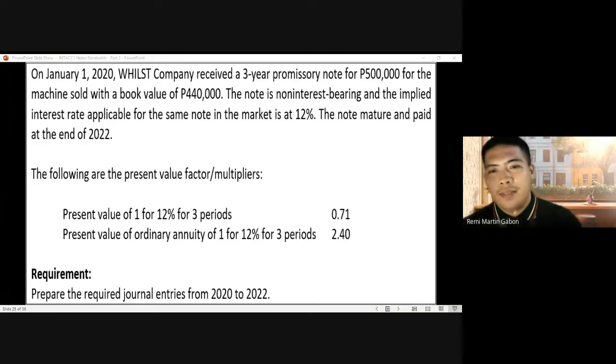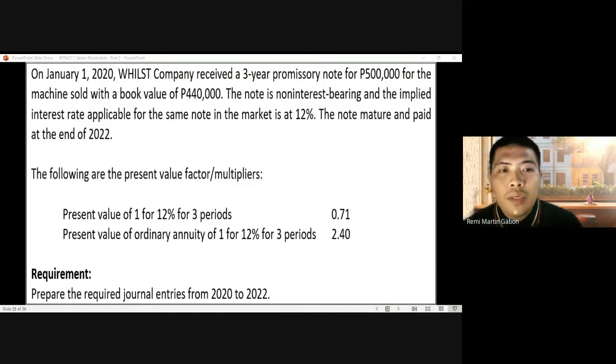Okay. So that is our present value of 1. We can round it off to 0.71, or if you want 4 decimals, we can have 0.7118, or if 3 decimals, 0.712. Next.